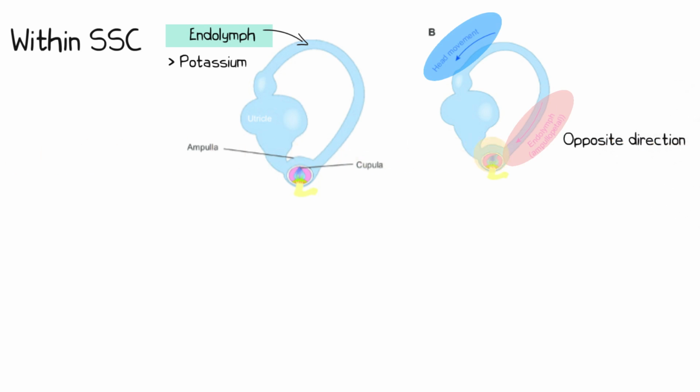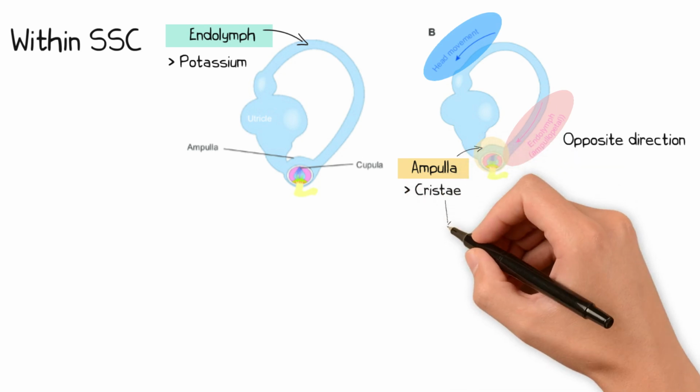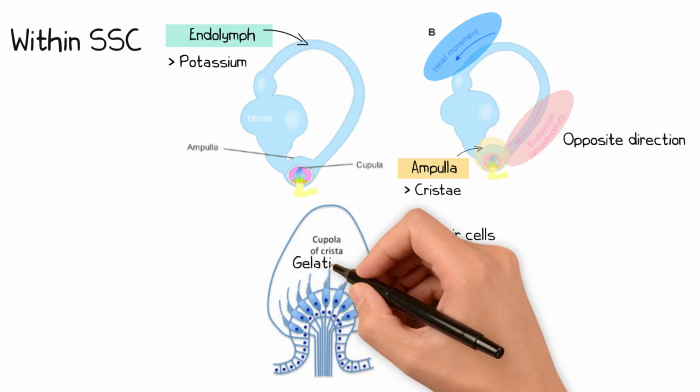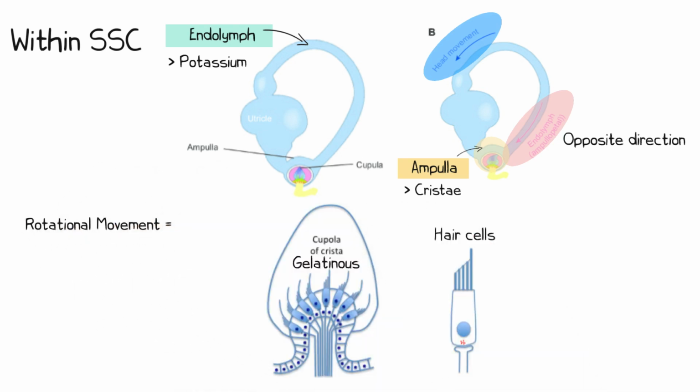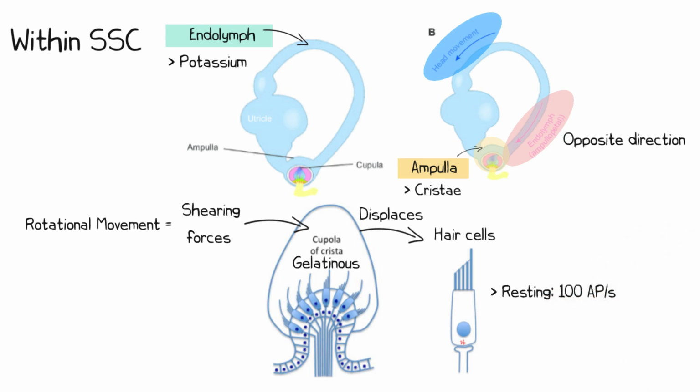This movement is detected by an area in the canal called the ampulla. This ampulla contains movement detectors called cristae, which are made up of hair cells suspended within a gelatinous structure. The movement of the fluid applies shearing forces to the gelatinous cupula, which displaces the hair cells. Hair cells have a resting firing potential of approximately 100 action potentials a second. Depending on the direction of displacement, the hair cells can discharge at a faster or slower rate.